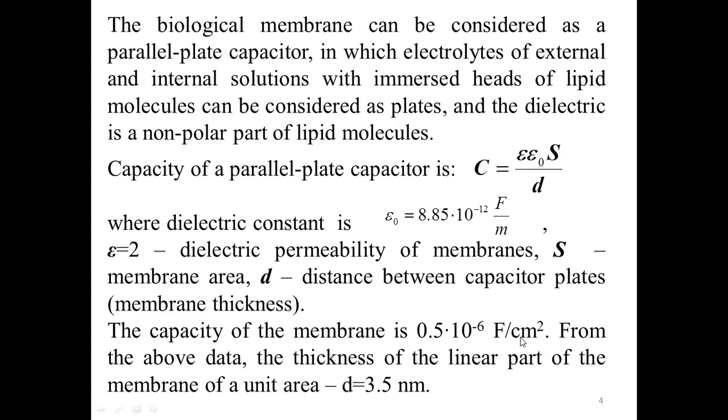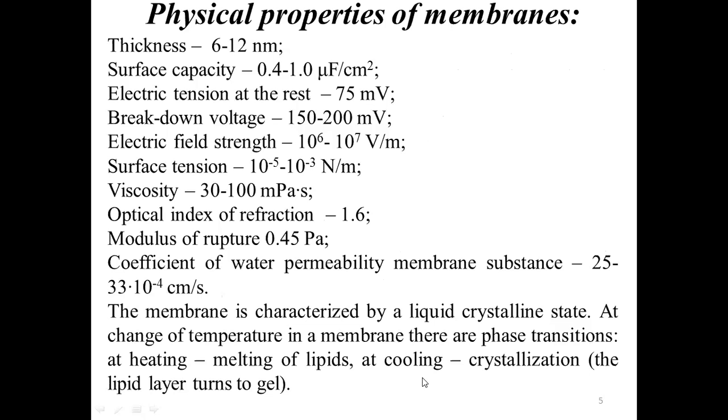From the above consideration, the thickness of the lipid part of the membrane of unit area can be estimated starting from this formula, and we obtain such value, 3.5 nanometers. In this table, you can see the main physical properties of membrane: the range for thickness, for surface capacity, for electrical tension at rest, for breakdown voltage, for electric field strength. As you can see, we have rather strong electric fields, surface tension, and so on.